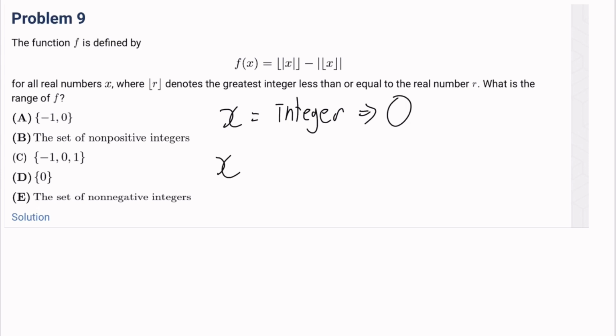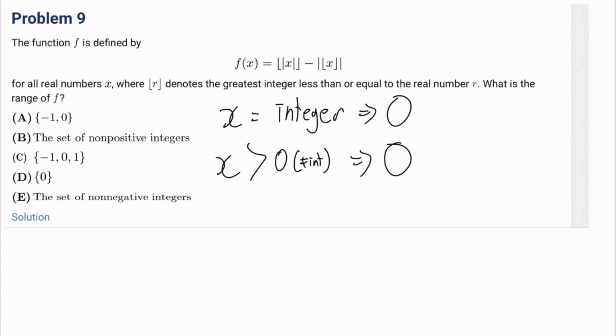And if x is not an integer, but x is greater than 0, let's try an x value like 1.5. If we put 1.5 in, the absolute value of 1.5 is just 1.5, and the floor of that will be 1. But then the floor of 1.5 is just 1, and the absolute value of that will also be 1. So that's 1 minus 1 equals 0, and so this also gives us 0.